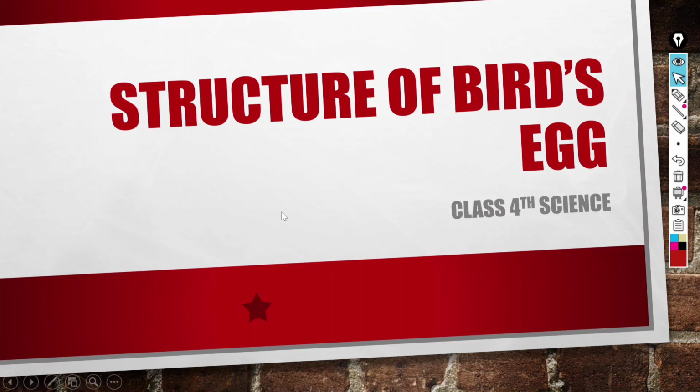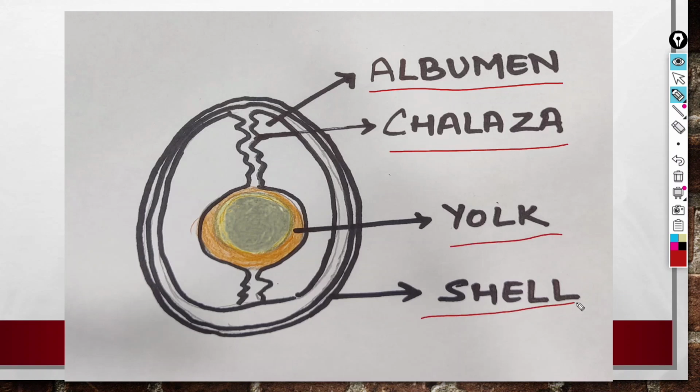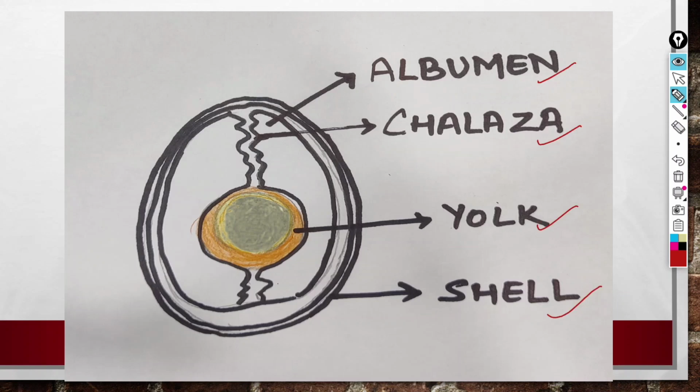I have taken this topic from class 4th science. So let us know about egg. Here you can see I have drawn an egg. In the egg you can see I have mentioned 4 main parts: albumin, chalaza, yolk and shell. Let us discuss firstly about albumin.